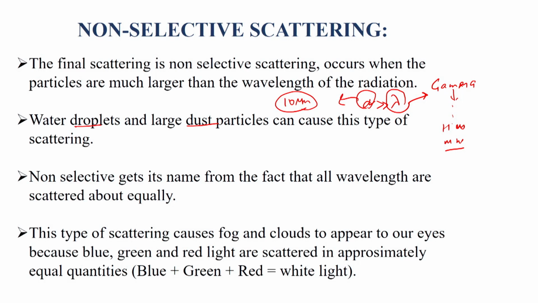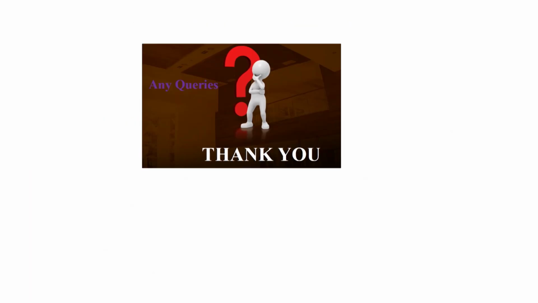The name comes because there is no selectivity. All the particles and all the wavelengths will be scattered about equally. This type of scattering causes fog and clouds to appear white to our eyes, because blue, green and red lights are scattered in approximately equal quantities. Blue plus green plus red light is white light. This is dominant because of the larger particles, and when there is fog and clouds, we have bigger particles, so this non-selective scattering will be common.